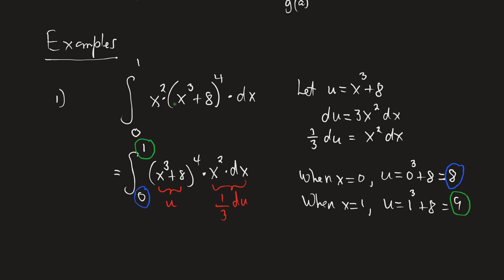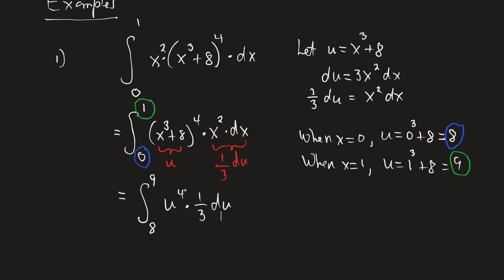I'm going to write down a new definite integral where everything has been converted and is now expressed in terms of u. So the limits of integration are now from 8 to 9. The integrand is simply u to the 4th power, and the differential becomes 1/3 du. And once you do this, it's almost like you can cross it out, but I'm not going to. You've now restarted the problem with a much simpler integral, and there's no looking back.